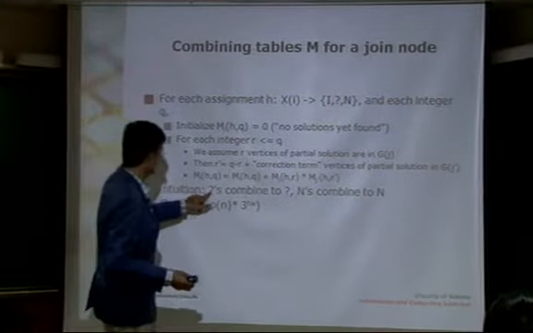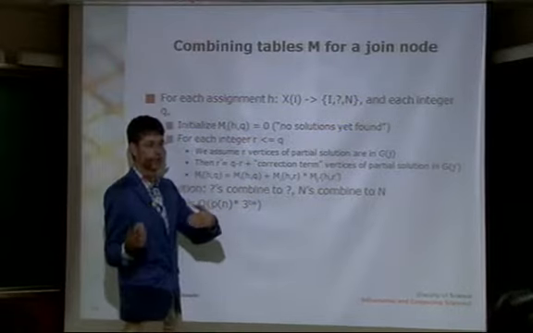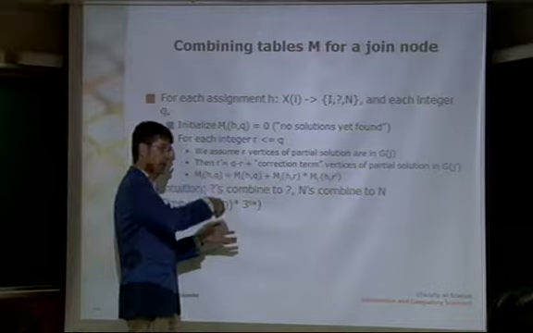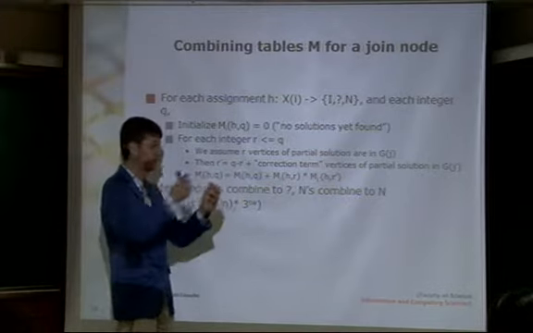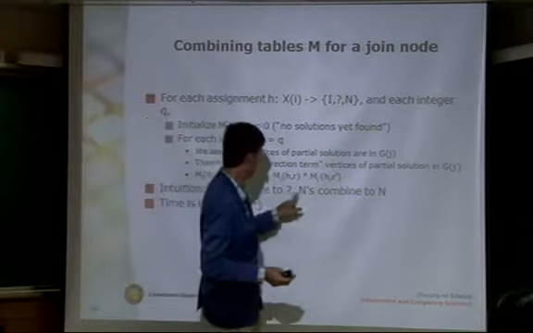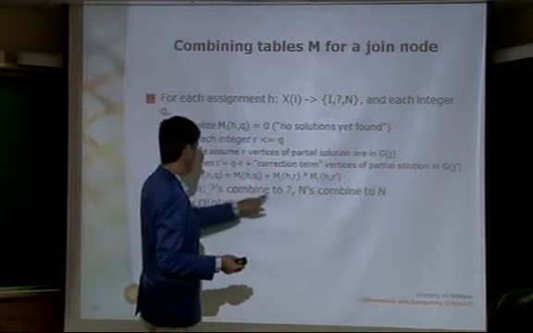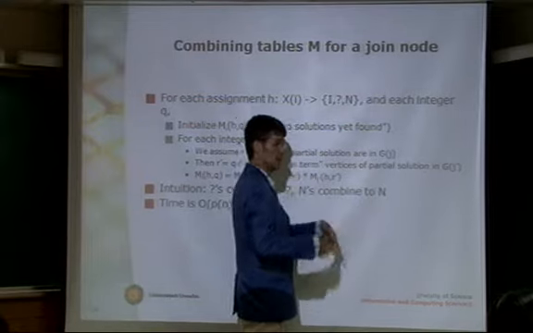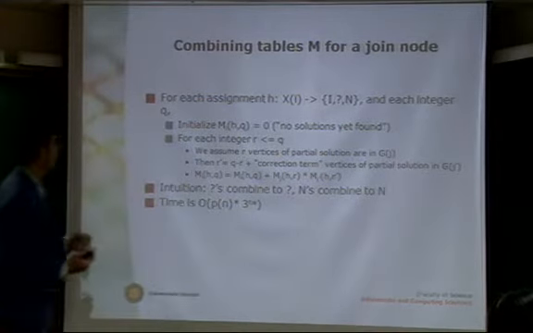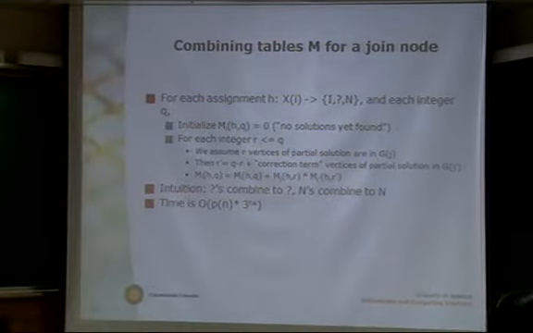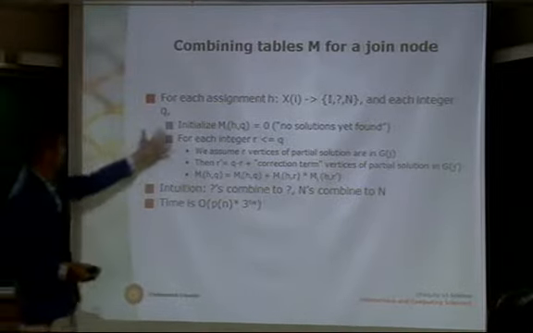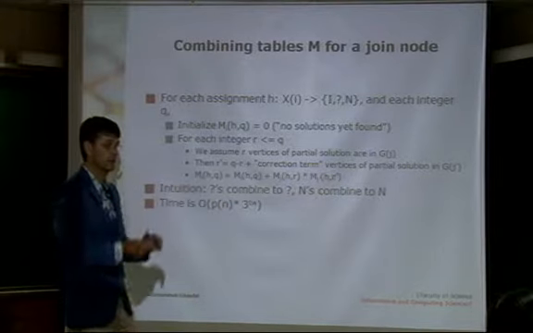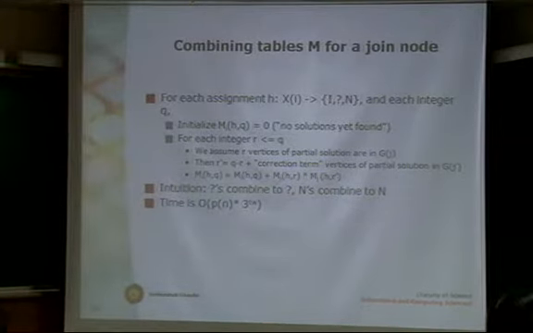So the intuition is that the question mark left and the question mark right combine to a question mark together. If you are dominated in the one subgraph, you're dominated here; if you don't know and you don't know, you don't know; and if you are not dominated left and not dominated right, you're not dominated here. In this way my combination goes quickly, and I actually have a 3 to the tree width time algorithm for this join node.